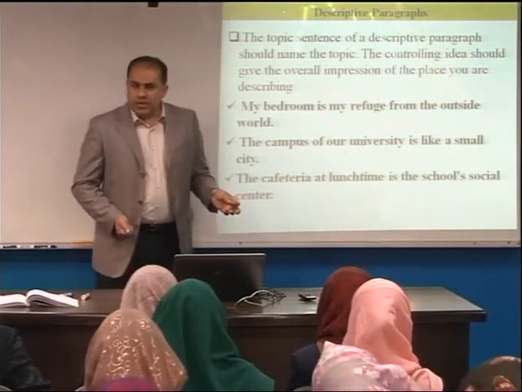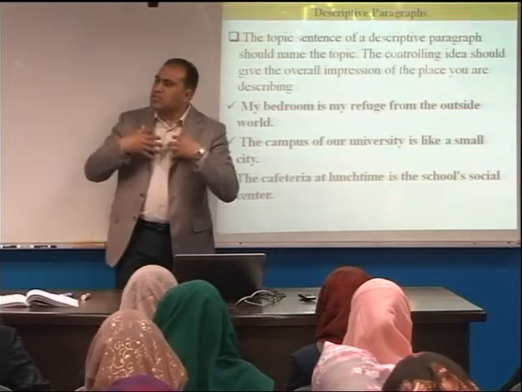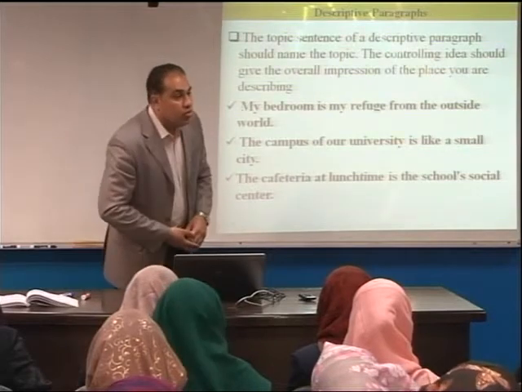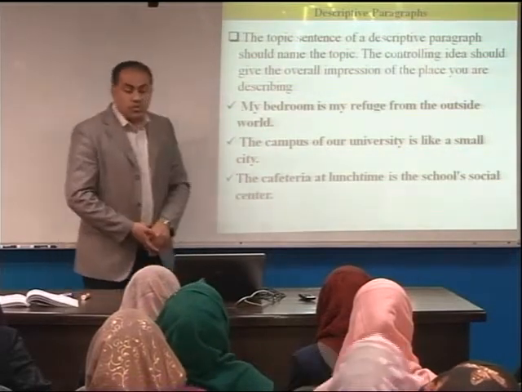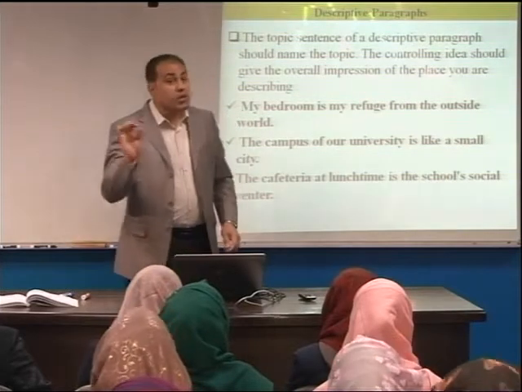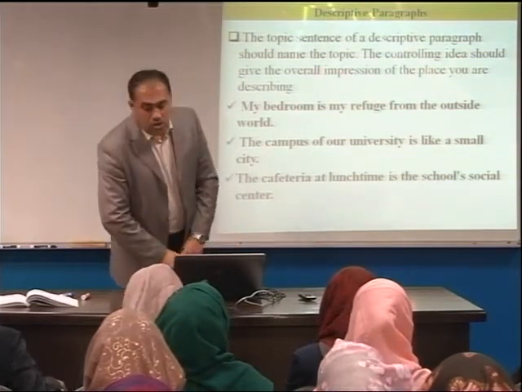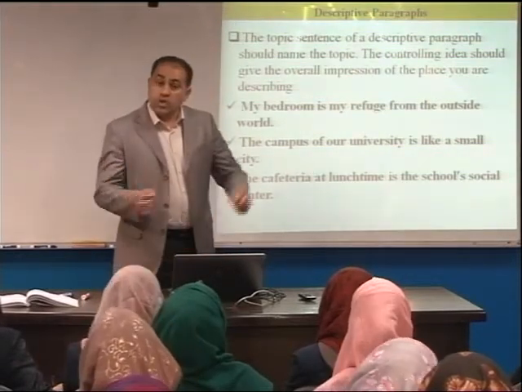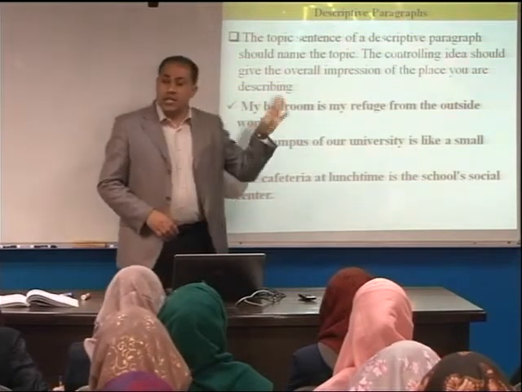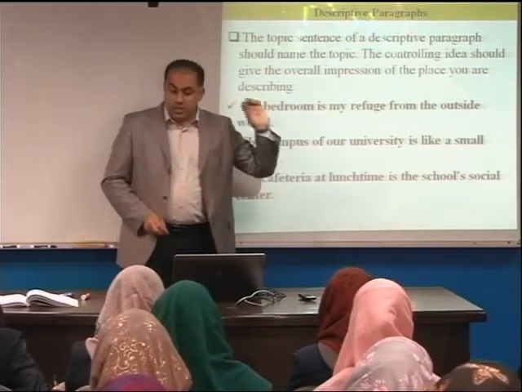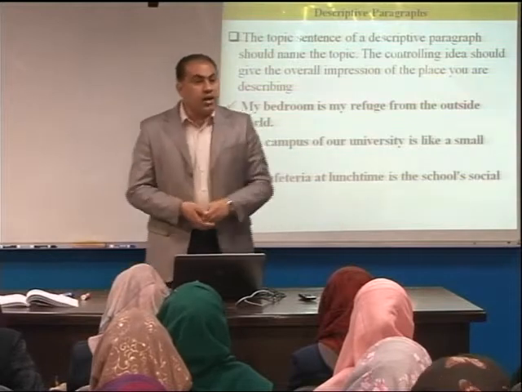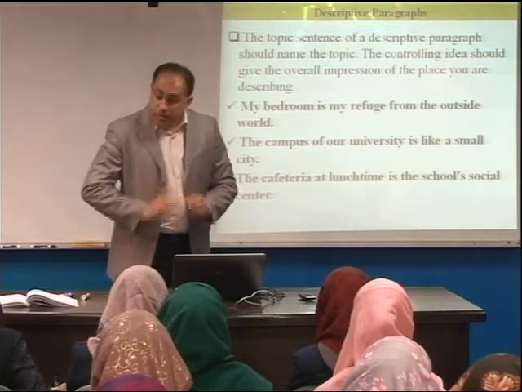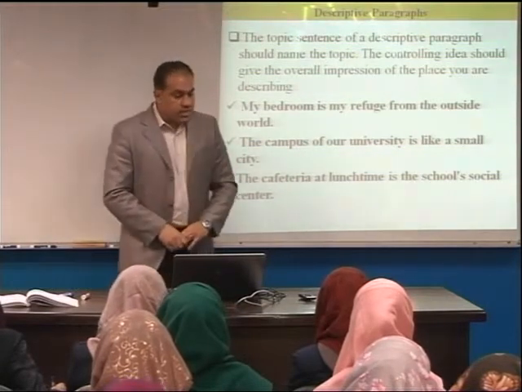What is the controlling idea? How it is my shelter, my refuge, that is to say, a safe, secure place for me. For example, the campus of our university is like a small city. Or the cafeteria at lunchtime is the school's social center. So we have here a topic sentence naming the topic, my bedroom, the campus, the cafeteria, and then we also have the controlling idea specifying your overall impression of that place that you're writing about.